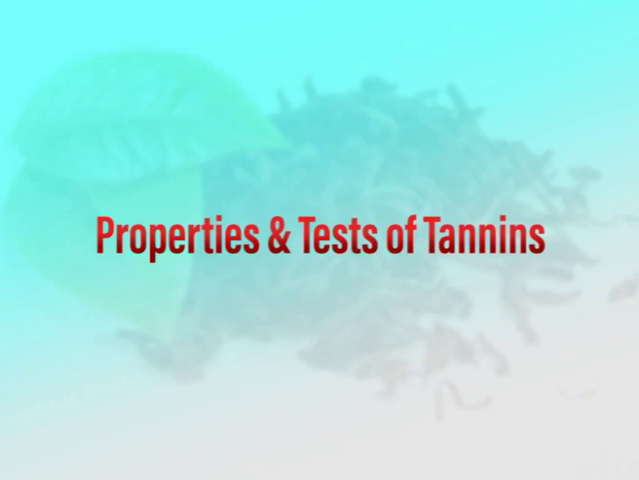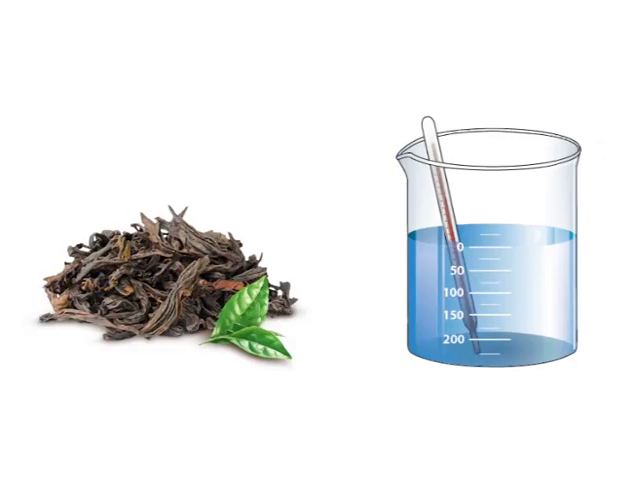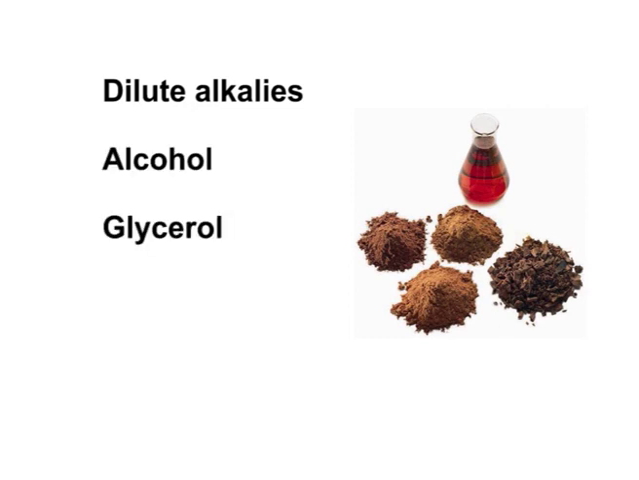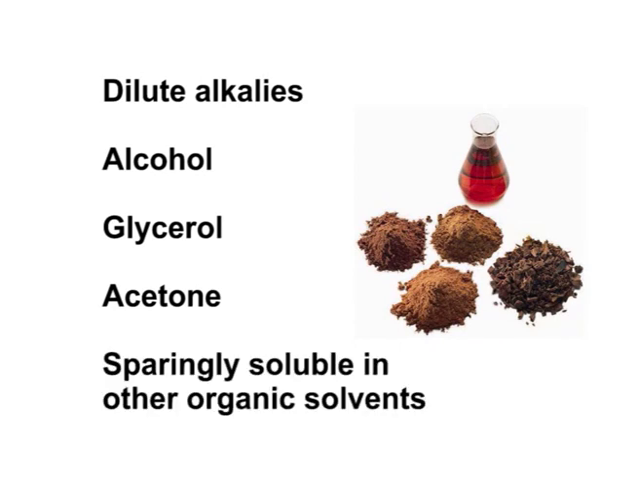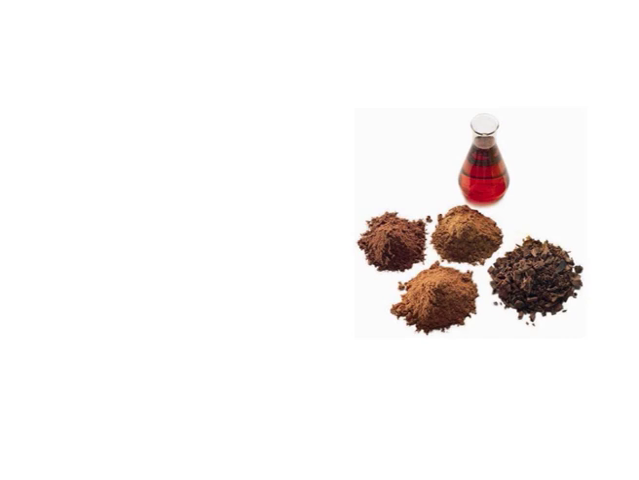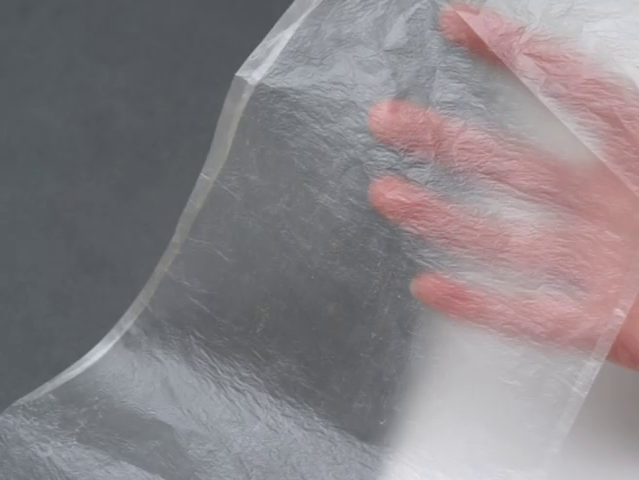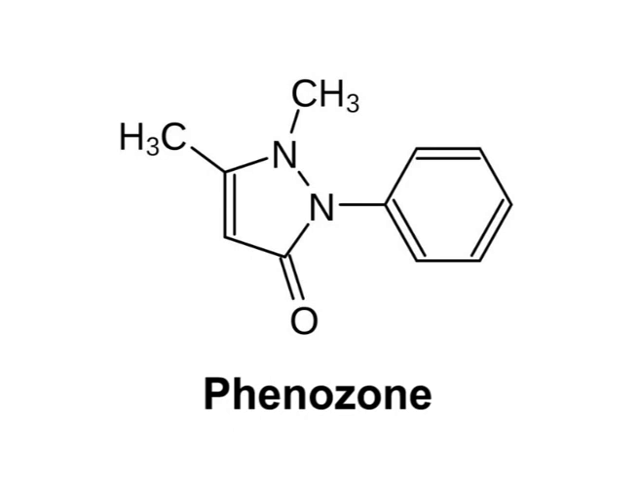Now I will be coming to the properties and tests of the tannins. As has been told in the beginning, tannins are non-crystalline compounds. Second, the tannins are soluble in water, forming colloidal solutions. Third, tannins are soluble in dilute alkalis, alcohol, glycerol and acetone, but generally they are only sparingly soluble in other organic solvents. Fourth, in solution form, the tannins precipitate heavy metals, alkaloids, glycosides and gelatin. Fifth, true tannins give a positive response with the Gold-Beater's skin test. And the next one, all tannins give a precipitate with phenazone solution. The precipitate thus produced is bulky and often it is colored.